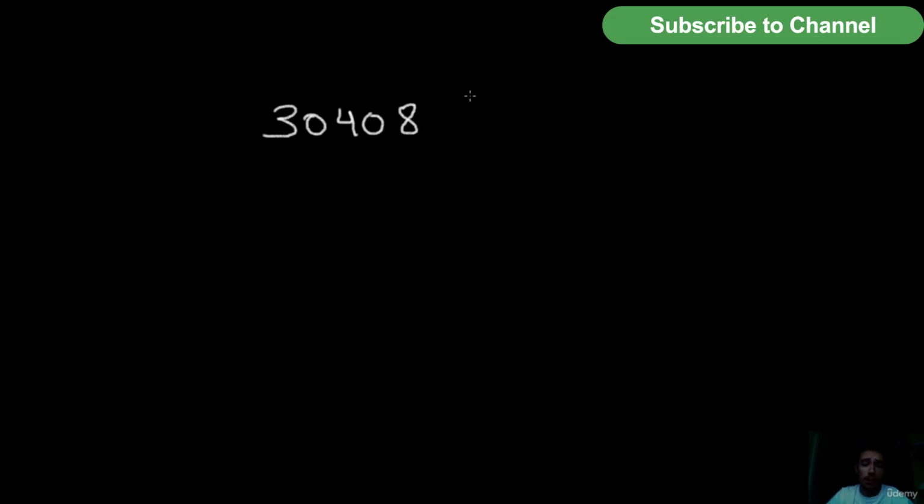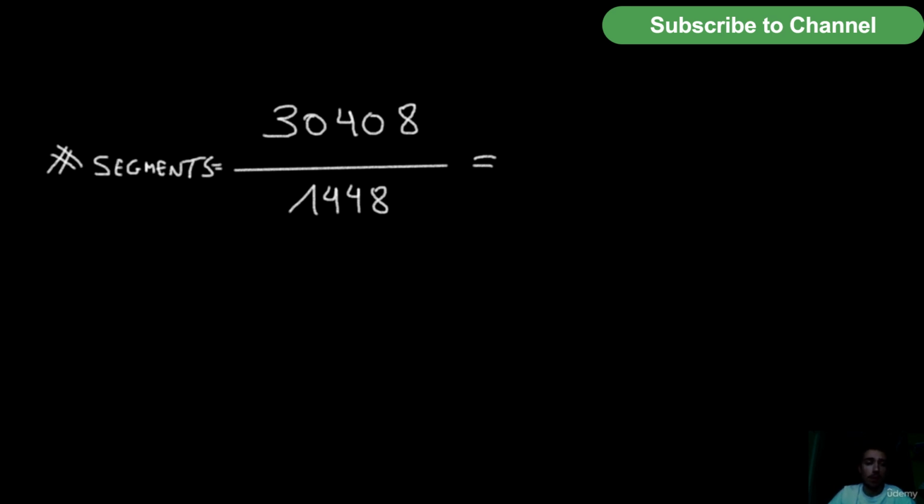So if this is the number of bytes that we are left to send, and we know that one maximum segment size, one MSS, has the value of 1,448 bytes, then this is going to give us the number of segments that we are left to send, right? So if we make this division, this gives us a value of 21. So 21 maximum segment sizes are going to be the total number of segments that we are going to send.